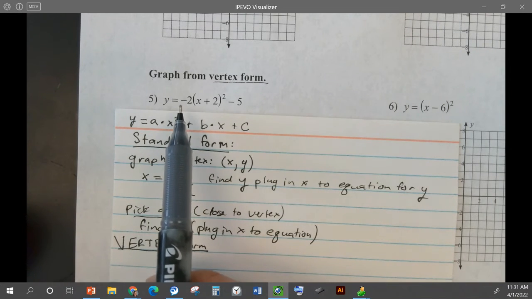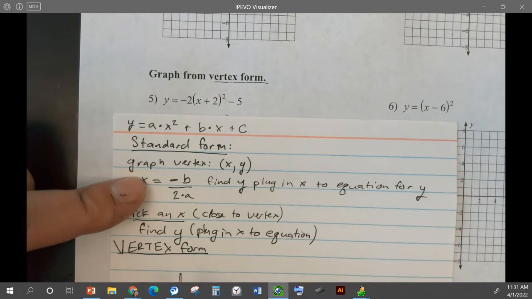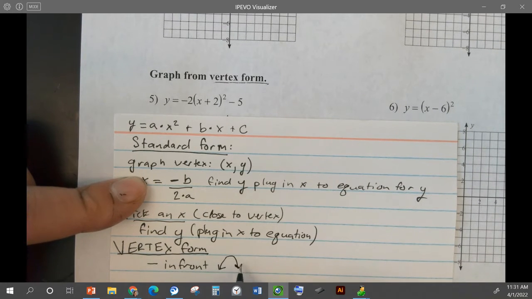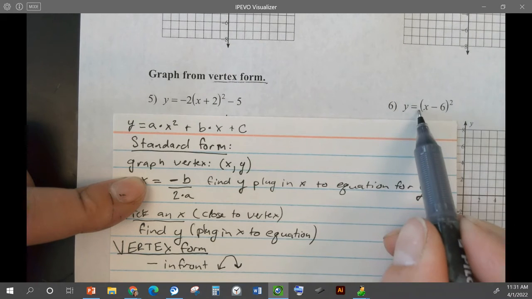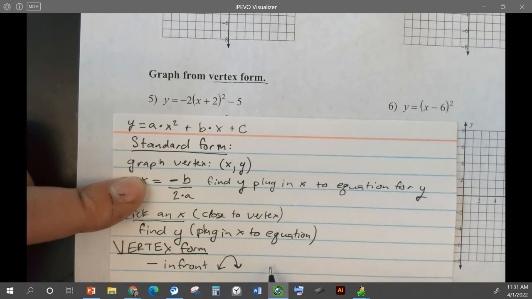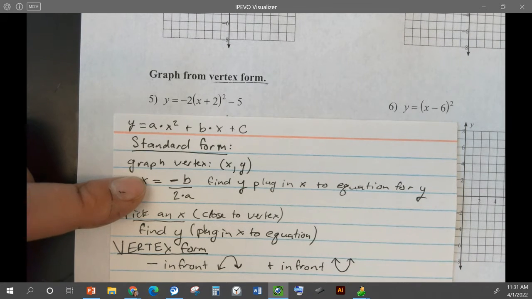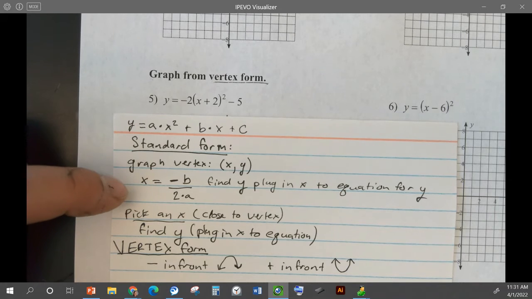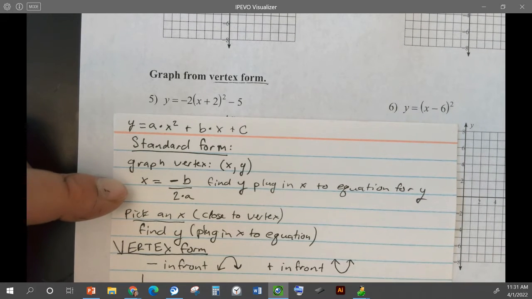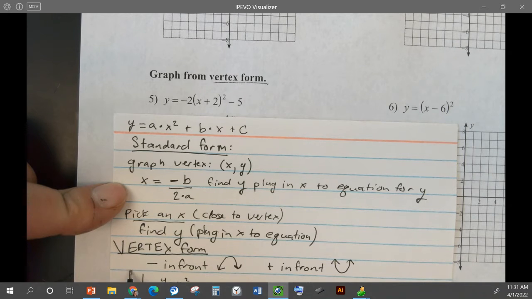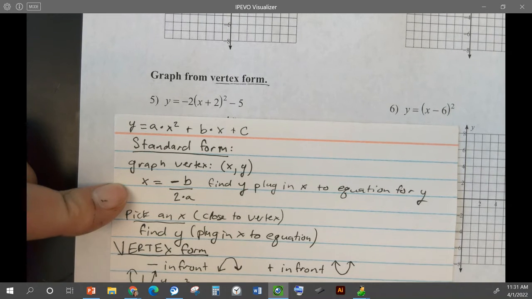And this is where if there's a negative outside, so if we have a negative in the front, we will have a down-facing parabola. If we have a positive in the front, our parabola will face up. Okay. And then what we're doing here is we're shifting our parent function. So we have y equals x squared is our parent function.